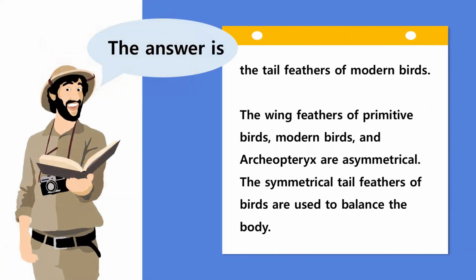The answer is the tail feathers of modern birds. The wing feathers of primitive birds, modern birds, and Archaeopteryx are asymmetrical. The symmetrical tail feathers of birds are used to balance the body.